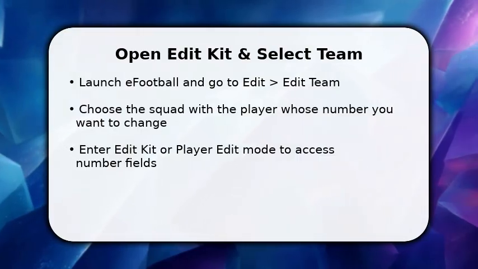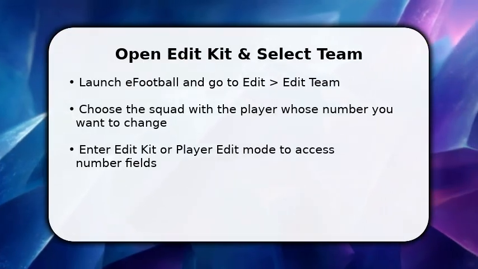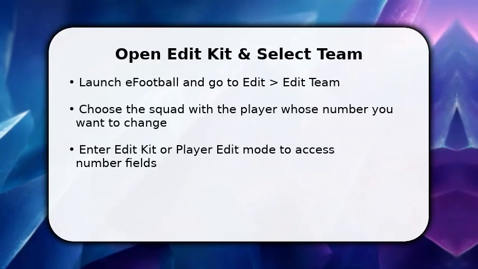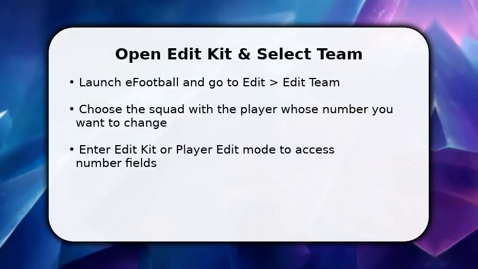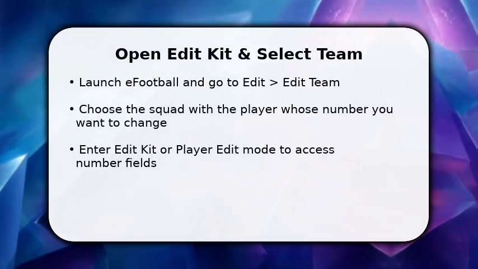You start by opening eFootball and going straight into Edit Team. This gives you immediate access to squads and player lists. Once in, select the team that contains the player whose jersey number needs changing, because changes are saved per squad.